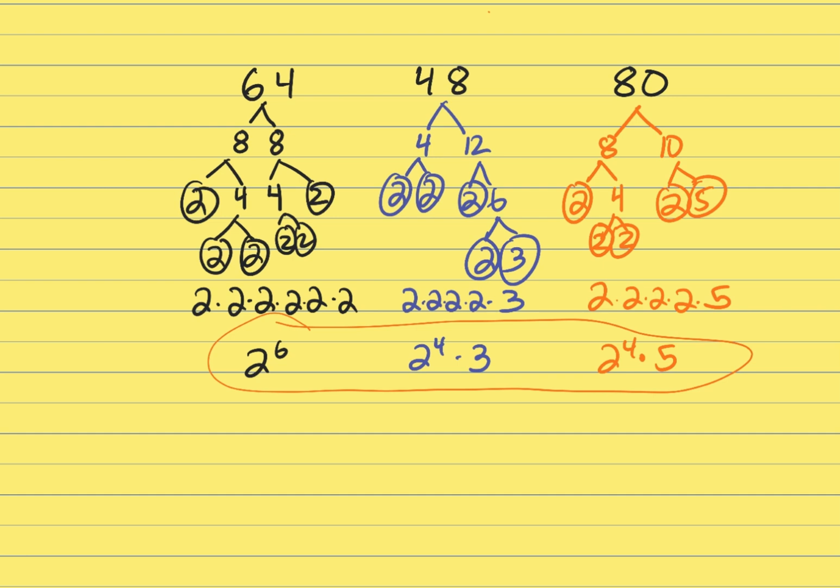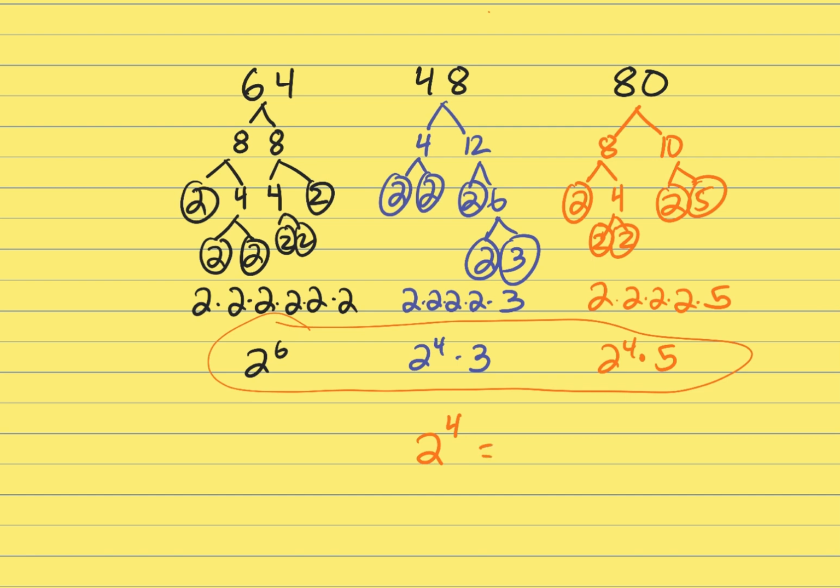What number do they all have? What base do they all have the same? 2. So we know 2 is going to be there because that base is there for all of them. Now, because it's 2 to the 6th, 2 to the 4th, and 2 to the 4th, we have a base of 2. When bases are the same and raised to exponents, the amount they have in common is the smallest exponent that you have for any of them. So what's the smallest exponent we have for any of them? 4th. So 2 to the 4th is going to be our greatest common factor.